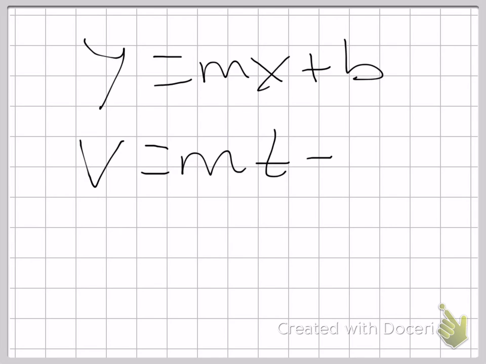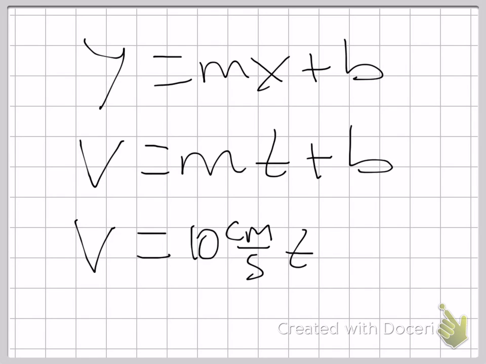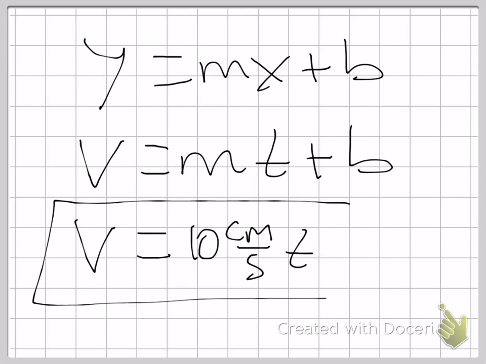So again, it's y equals mx plus b, and all we're doing is substituting in the numbers. So velocity equals 10 centimeters per second times time. 10 is our slope of that graph. This is going to be important for the rest of this worksheet. We're using this result and another result so that we can actually derive a general equation we can use.